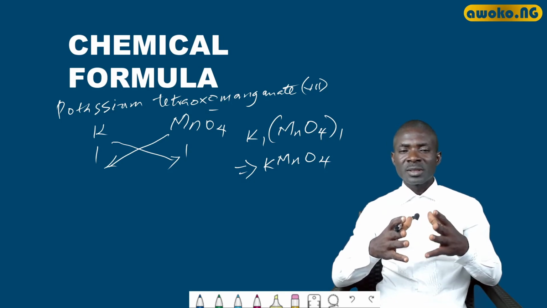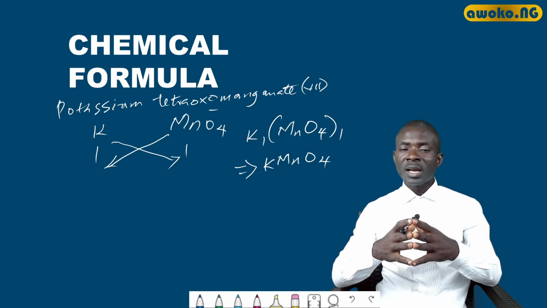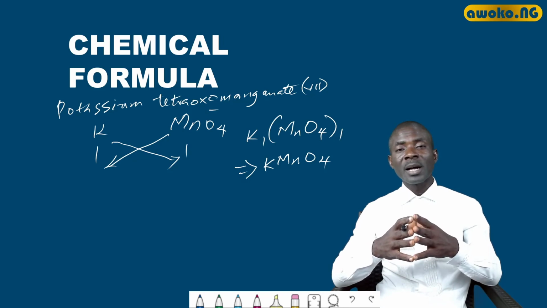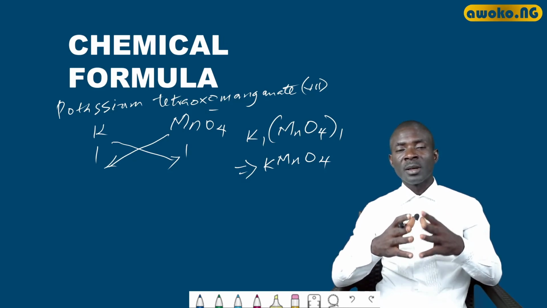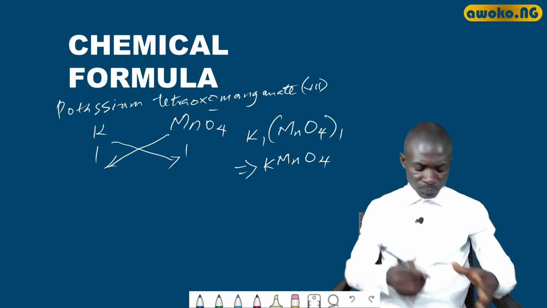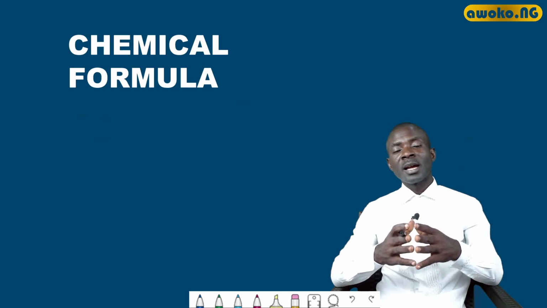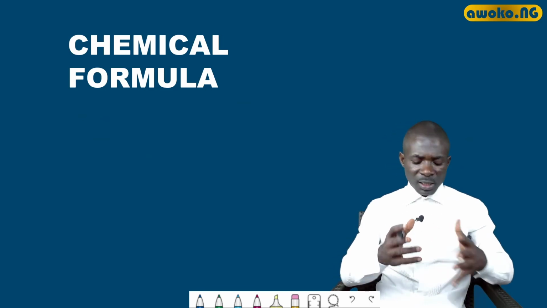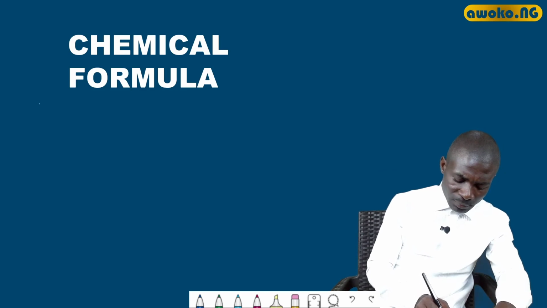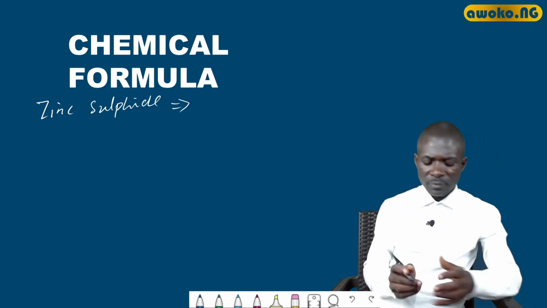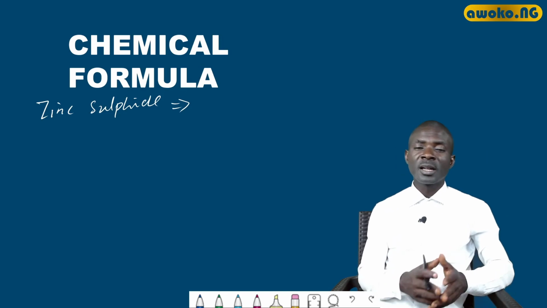So let's talk about simple compounds that consist of 2 elements. In this case, we are looking at binary compounds. So when we say binary compound, we are talking about compounds that are made up of 2 elements. Binary meaning 2. Okay, so let's take a look at the chemical formula of some compounds that are made up of 2 elements. Let's take a look at an example of a compound like zinc sulfide. Of course, zinc sulfide is made up of zinc and sulfur.